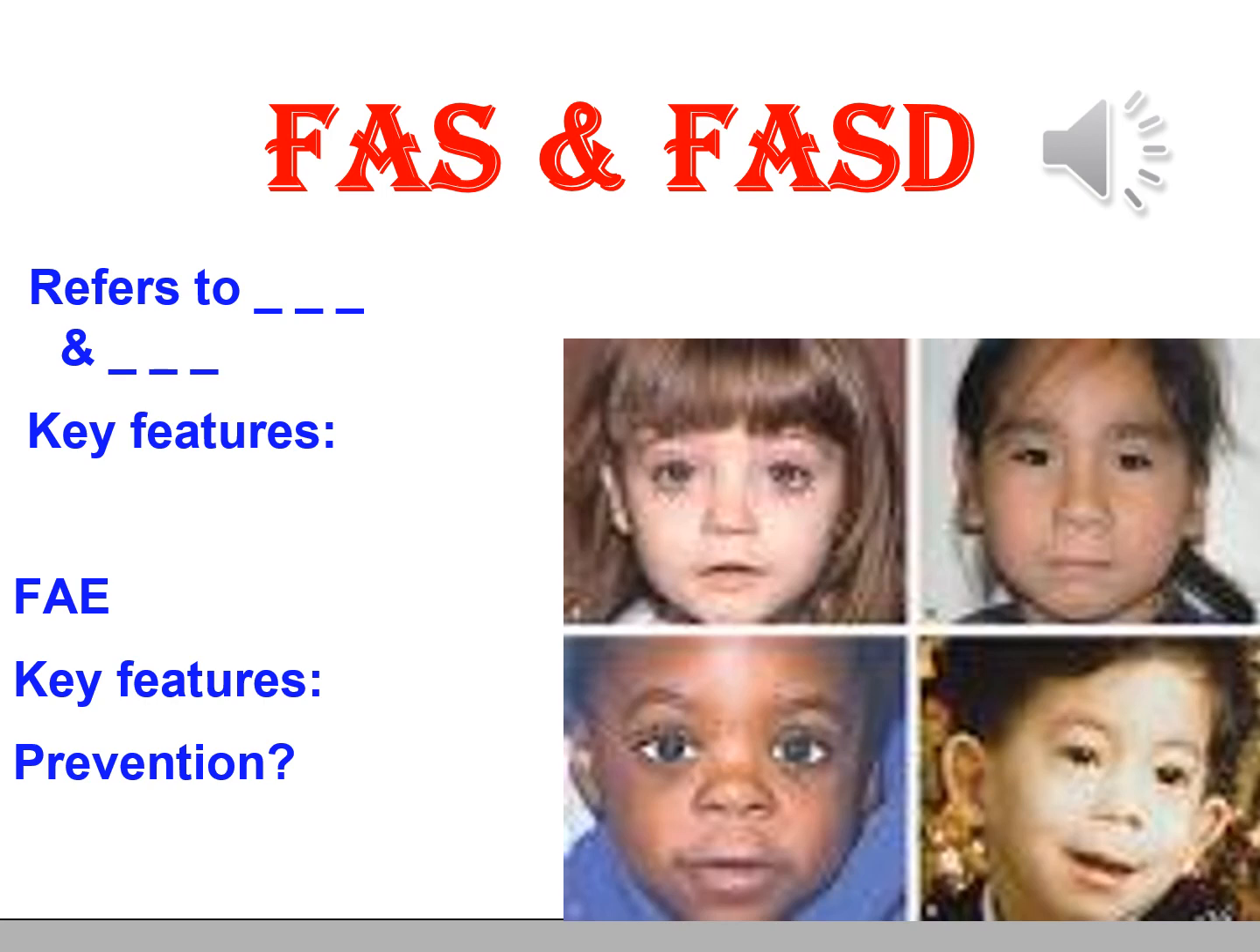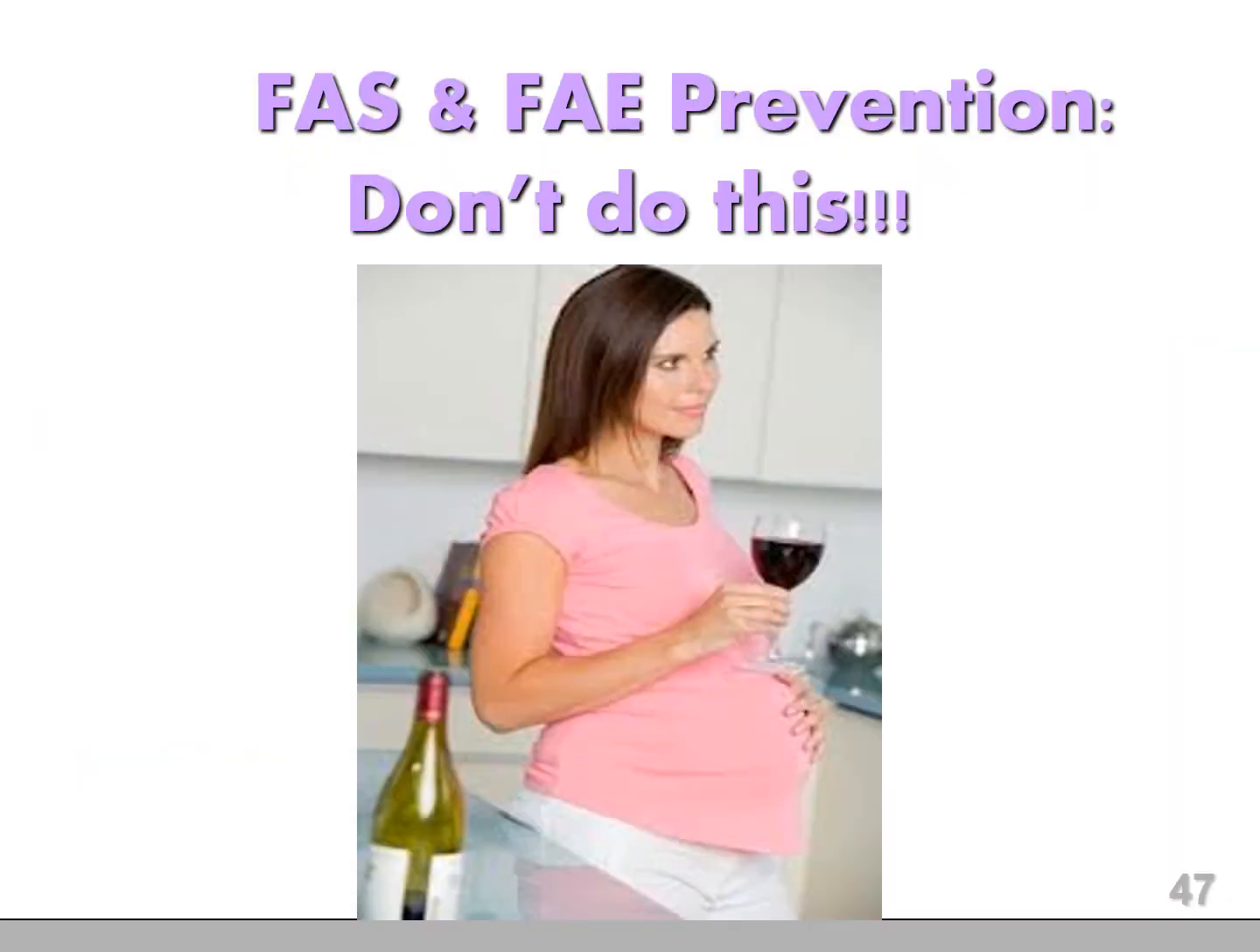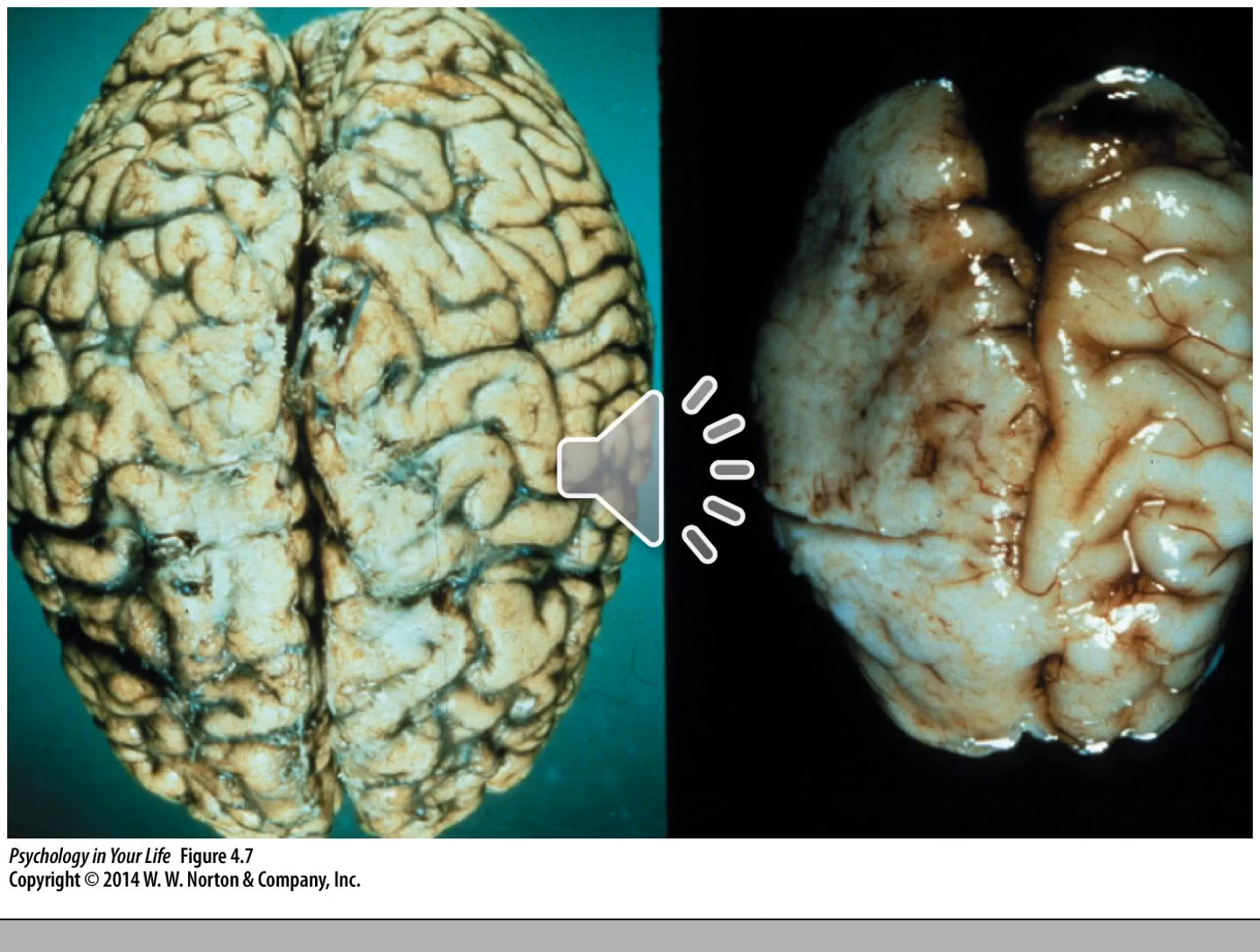Prevention? Well, prevention is covered on the next slide. This slide shows you the brain of a child that died from non-FAS causes, and on the right, a brain of the same age child that died from FAS. This condition is not typically fatal, but this is just to show you the damage that can be done. If you're having trouble spelling fetal alcohol syndrome, you'll note that it's at the bottom of this particular slide.